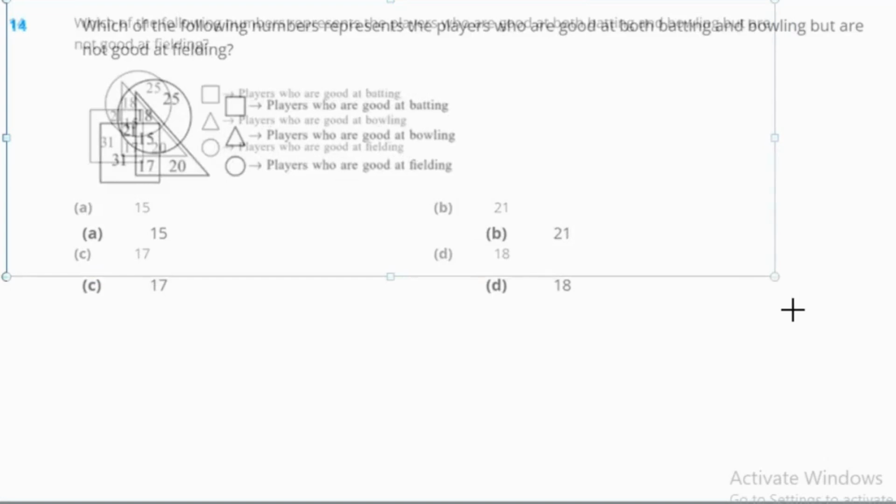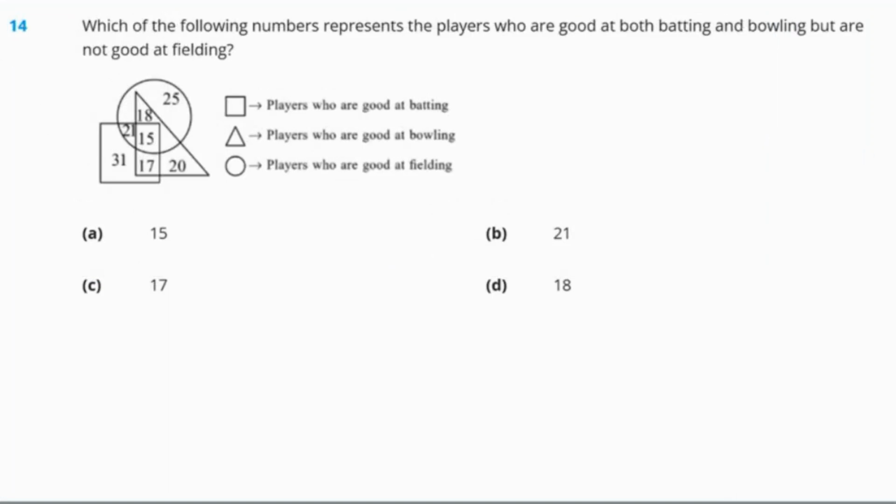Now the next question. The next question is saying: which of the following numbers represent the players who are good at both batting and bowling, but are not good at fielding? So we can say that the square is representing batting, the triangle is representing bowling, and the circle is representing fielding. And the question is asking that they need to be good in batting and bowling, but they are not supposed to be good in fielding.